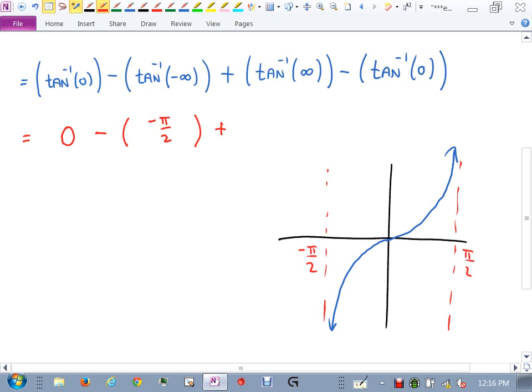And then plus, again, this one says, what do I plug in to tangent to get infinity? And so I'm coming out this way. That's happening at pi over 2. So pi over 2 there. And then minus, the last one is the same as the one over here, so 0. And so we get pi.